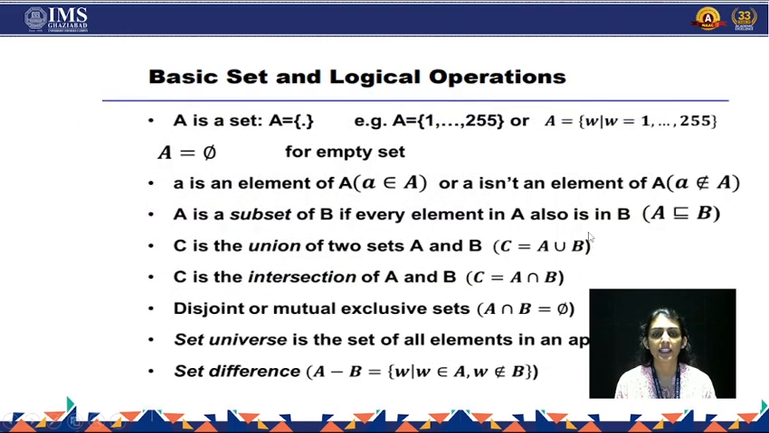There are basic set and logical operations. Suppose we have pixels, and the pixels range from 1 to 255. So these are the range of the pixels. So a is an element, a belongs to A, or it isn't an element. It can be a subset, there can be union, there can be intersection, there can be disjoint or mutually exclusive. So these are some operations which are performed on the pixels.